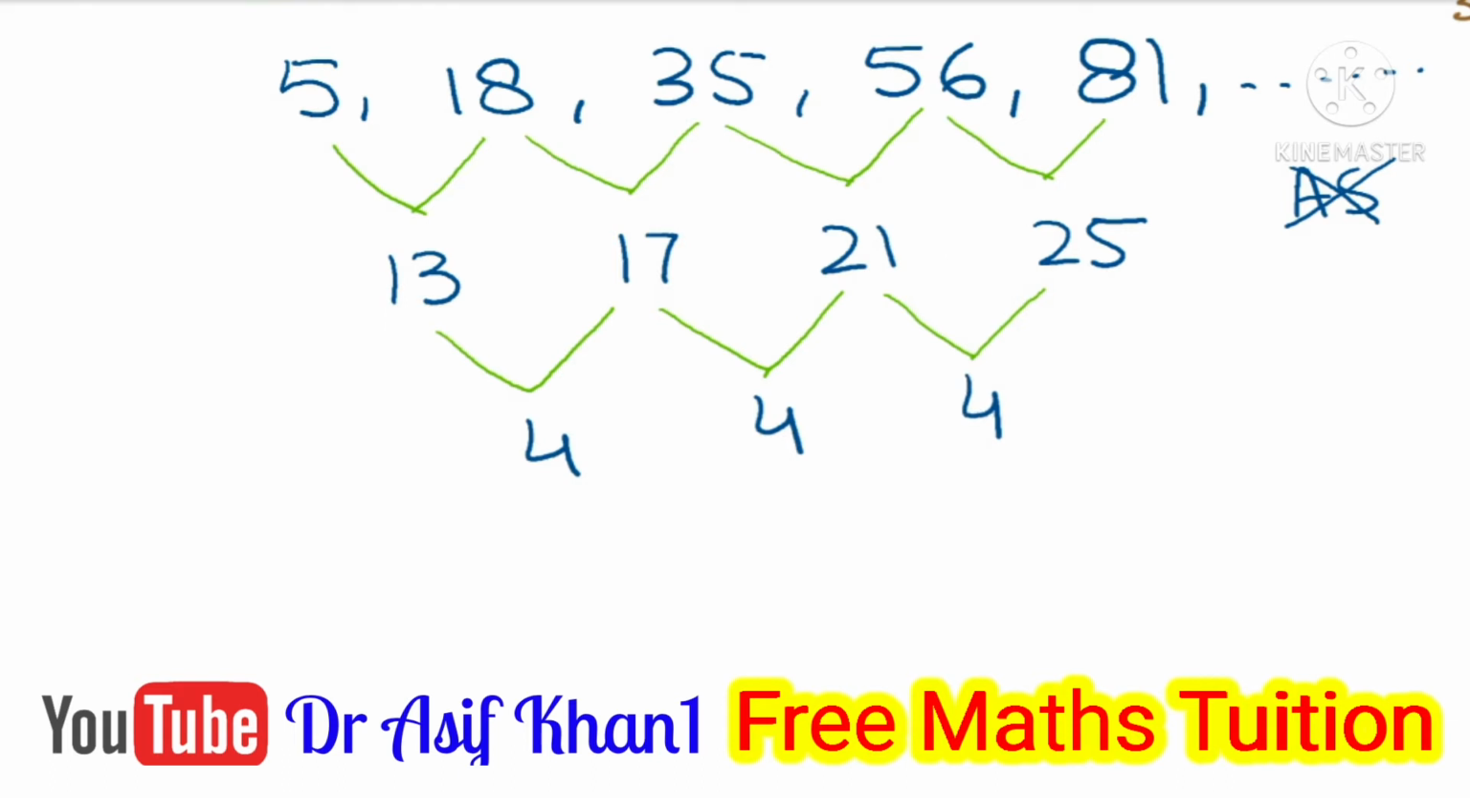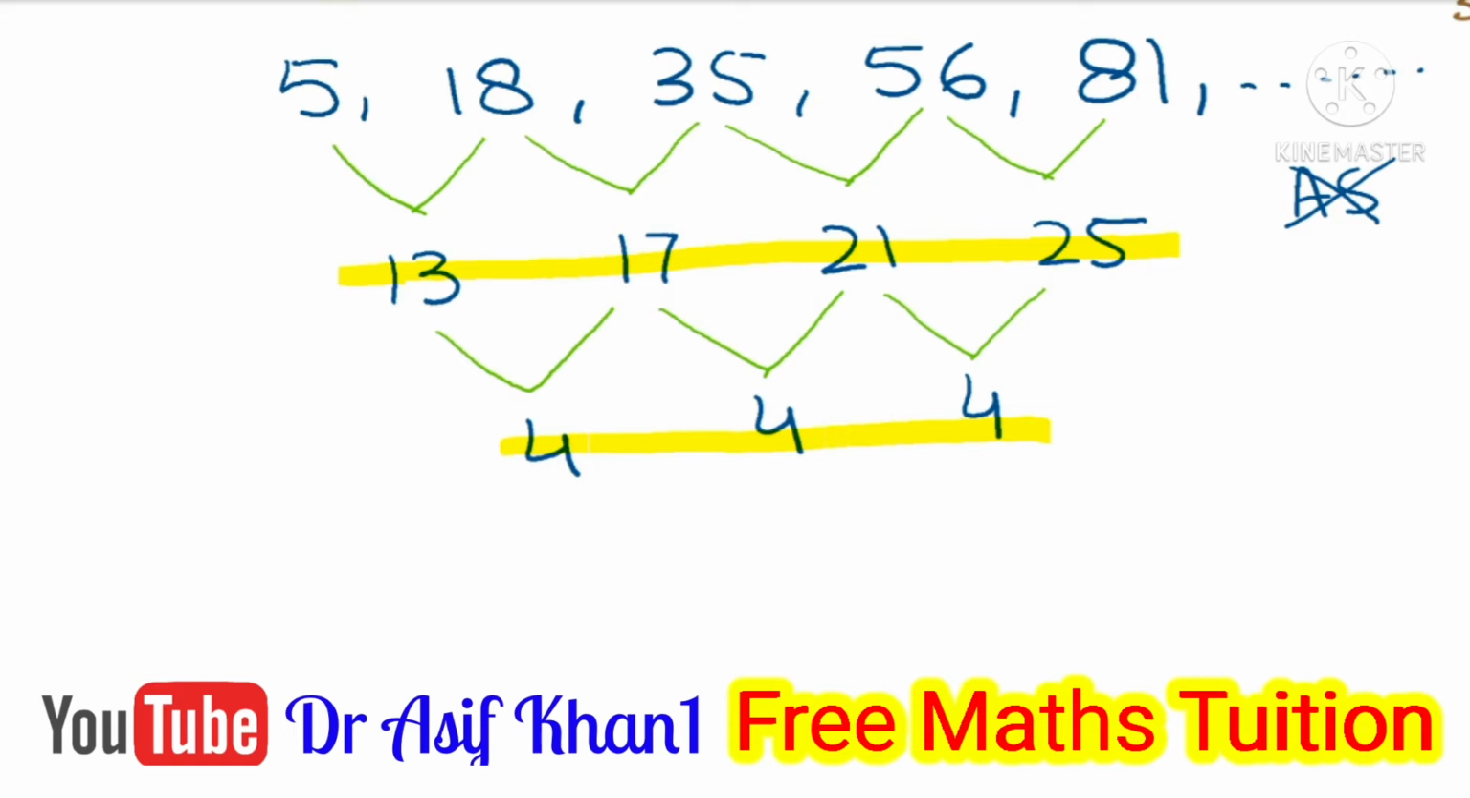At the first level, when we checked this question, we saw the difference was not the same, but at the second level the difference came out the same. It means this sequence is a quadratic sequence. Whenever you find the difference the same at the second level, this is a quadratic sequence. So it is confirmed that this is a quadratic sequence.